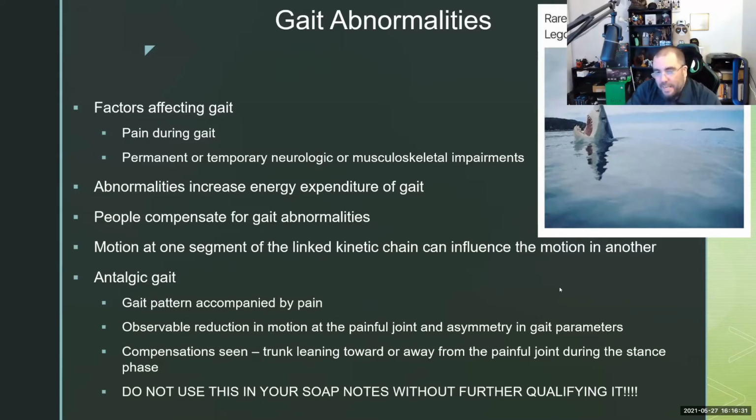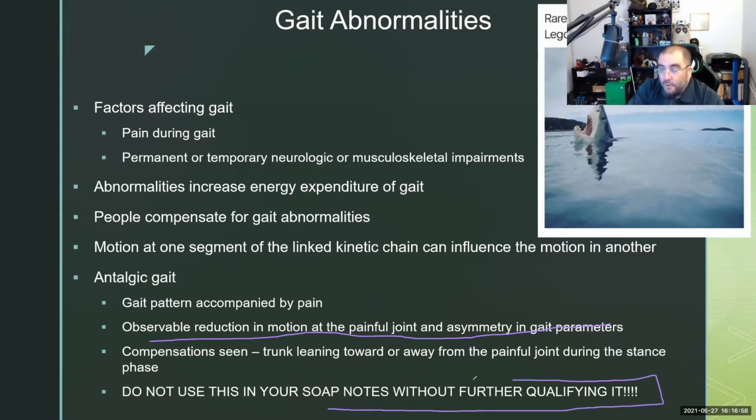So antalgic gait, you used to see a lot in notes. Patient presented today with antalgic gait pattern. Antalgic gait pattern doesn't tell me anything. It just tells me the patient was in pain, right? In truth, antalgic gait pattern is an observable reduction in motion at the painful joint and asymmetry in gait parameters. Fantastic. That still doesn't tell me anything, right? The main thing is don't use this in your SOAP notes without further qualifying it.